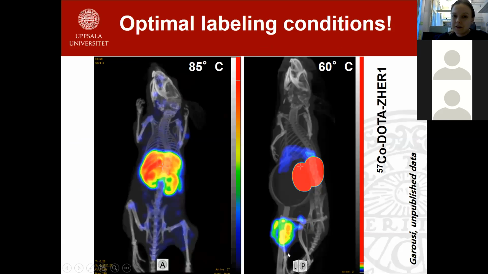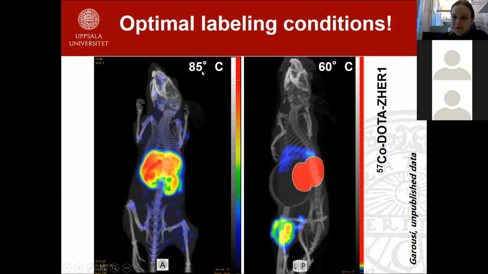And another thing is optimal labeling conditions, just another example from the lab. We should also remember the conditions that we use. When we do the radiolabeling, we have to heat the molecule at high temperature in order for the metal to be held by the chelator for the chelation to happen. If we heat it at 60 degrees, the biological molecule preserves its functional properties, so it can go to the tumor and bind to the tumor, and we see targeting.